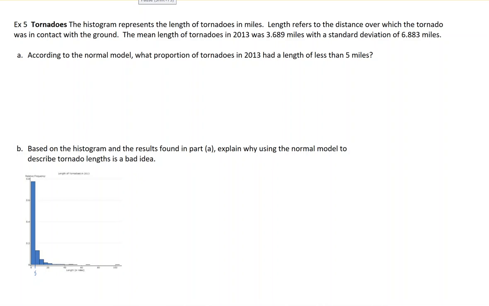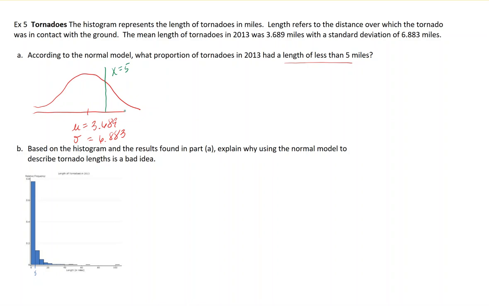Now, the first question says, let's use the normal model to figure out what proportion of tornadoes from 2013 had a length of less than 5 miles. If we're using the normal model, I'm going to sketch my normal curve here. We're told in the problem that the mean length is 3.689 with a standard deviation of 6.883, and we're looking for the proportion of tornadoes that were less than 5 miles. So 5 is over here to the right of my mean.